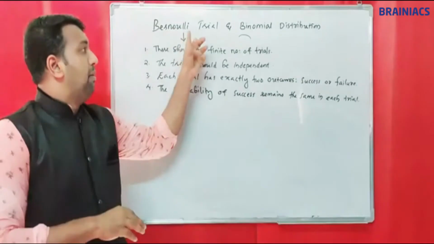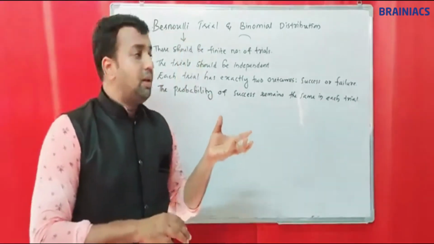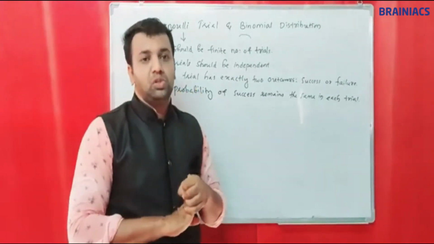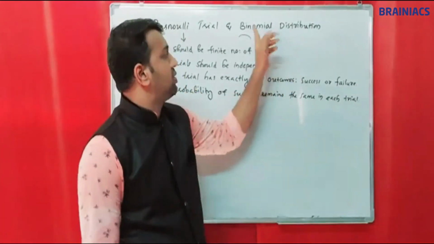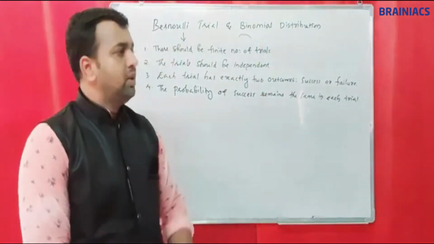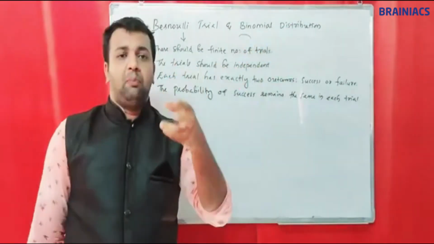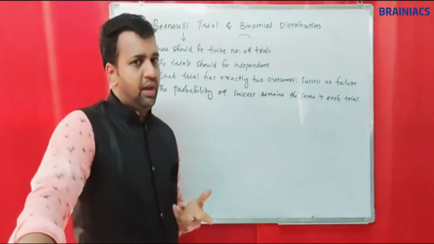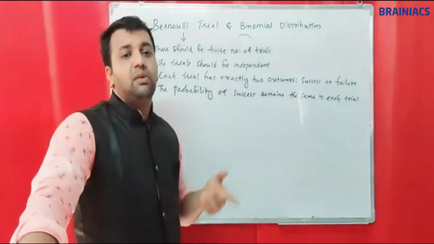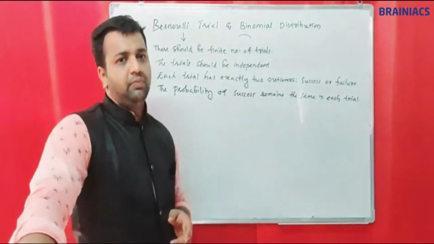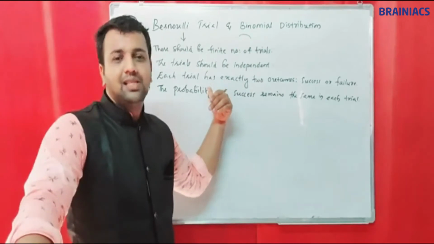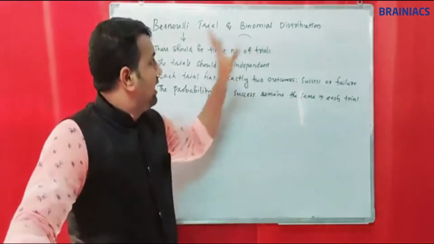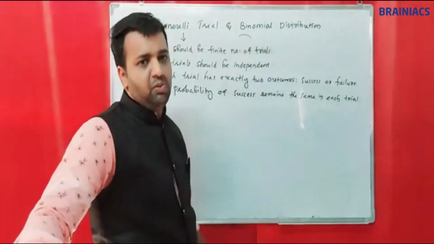Bernoulli trials are involved in a probability distribution, and such a probability distribution is called the binomial distribution. The binomial distribution is a type of probability distribution. There are so many types of probability distribution, and here the binomial distribution is one of them. We have already seen the probability distribution table, x and p of x. Such a probability distribution is the binomial distribution.